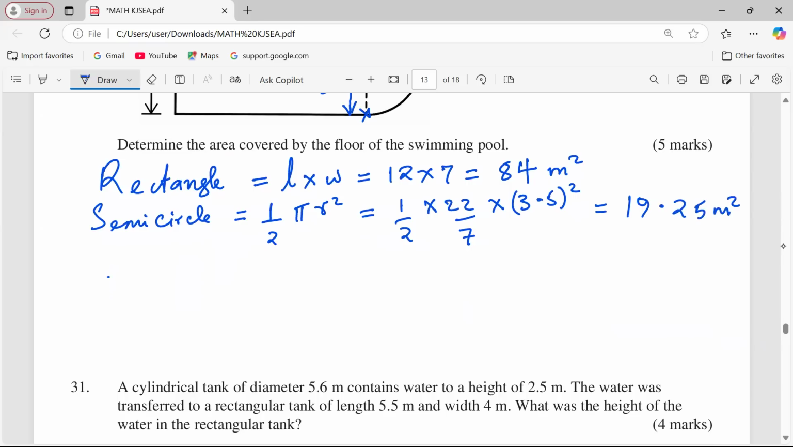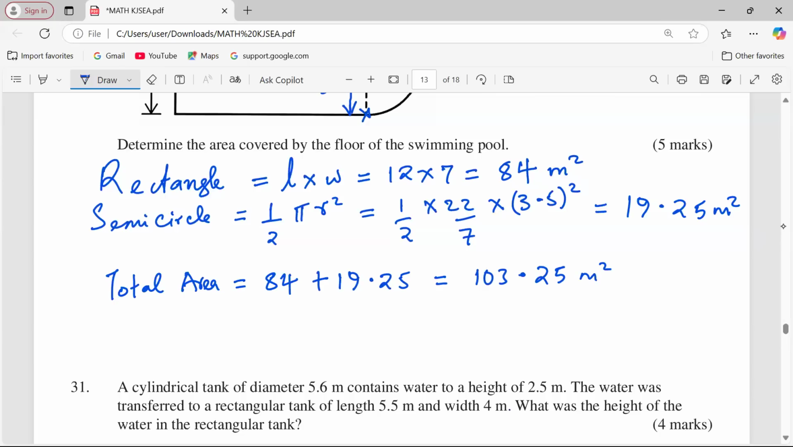So we can talk about the total area covered by the floor, the swimming pool. So 85 plus 19.25. This is going to give us exactly 103.25 square meters. So that's how we get the total area.